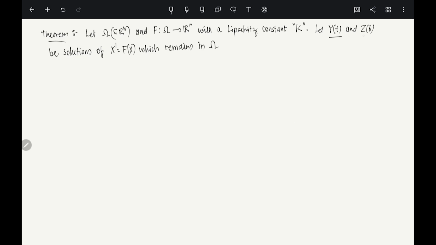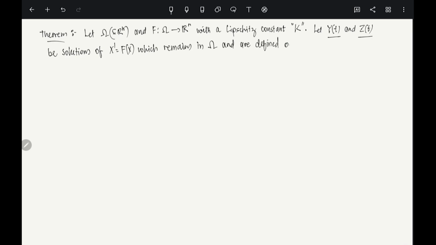So basically here I am starting out with y and z, which should always be in omega, and are defined on some interval, let's say t0 to t1. Then for all t in t0 to t1, we have, and this is what we mean by continuous dependence, the norm of y of t, where y of t and z of t for a given t are in Rn.